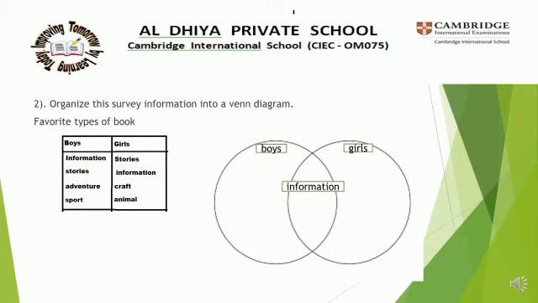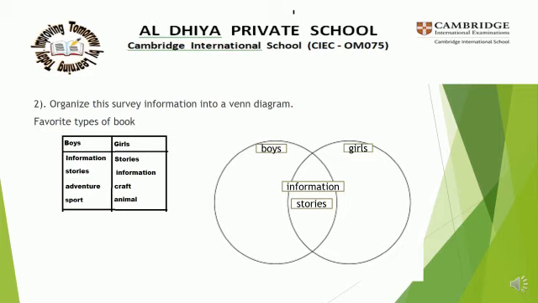Okay. In the boys column, what is the next one? Stories. Stories is there in the girls column also. So both boys and girls like story books. So that story name also we have to write in the middle of the circles. So here I write stories.